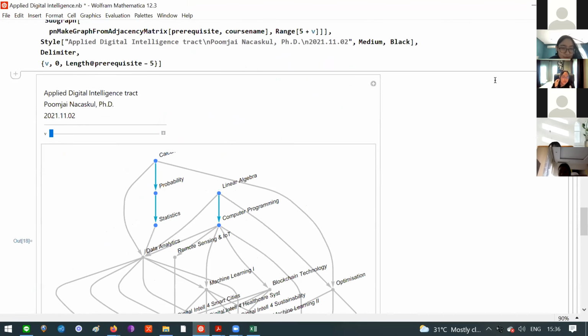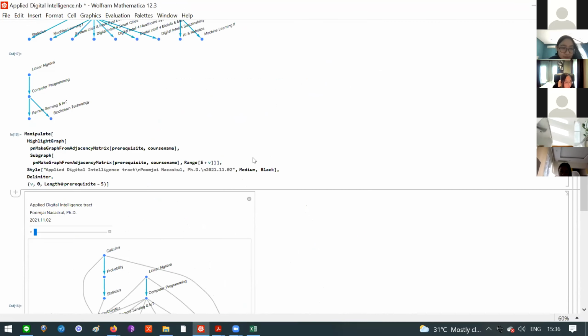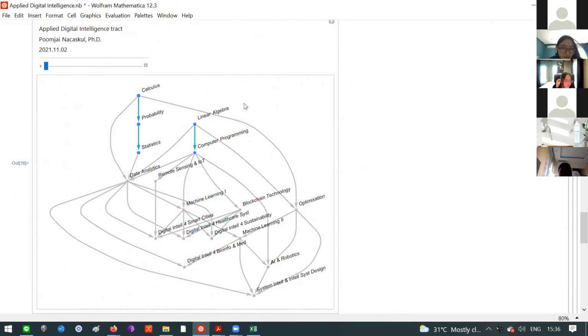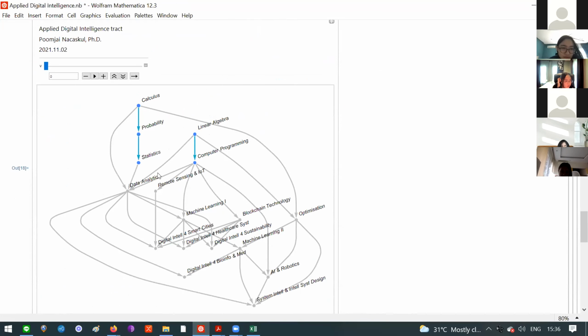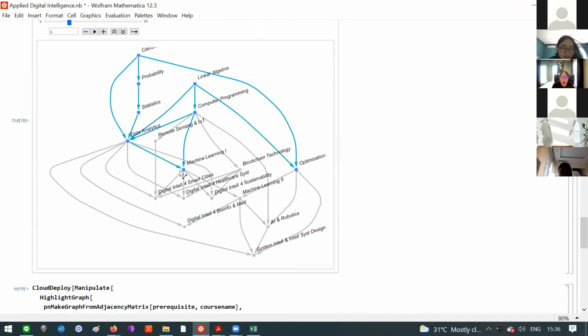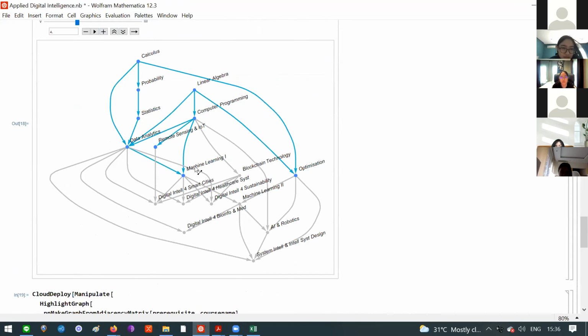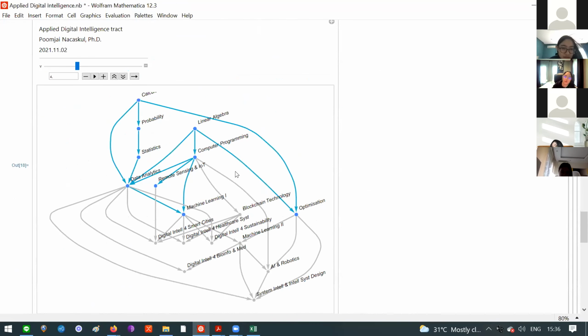Okay, so this just happened to be something I made up. This is to show prerequisites. Like if you want to take data analytics, you have to take machine learning and so on. This is for the applied digital intelligence track, right? Machine learning, optimization. Before you learn optimization, you have to learn linear algebra, that sort of thing. So anyway, this is an interactive visualization. No biggie. Now, imagine all of you will have something like this.